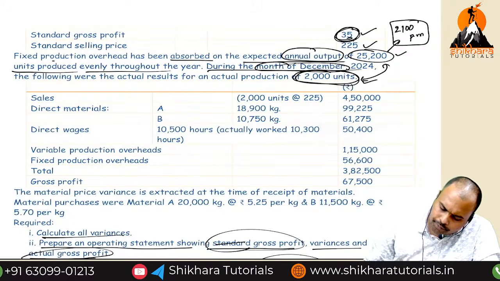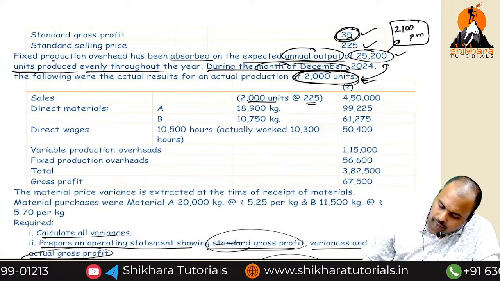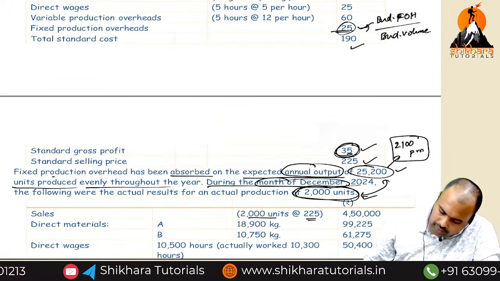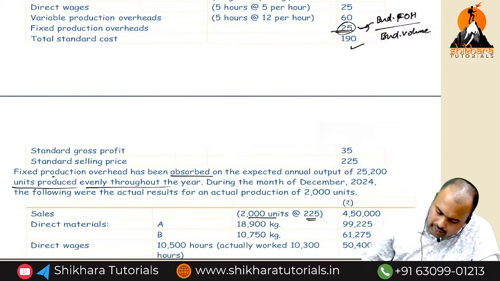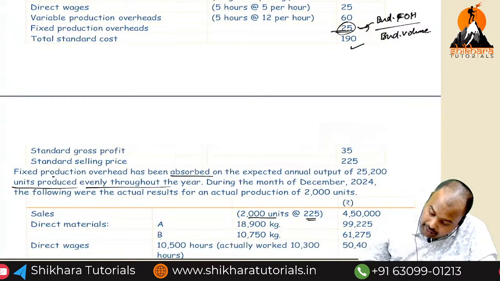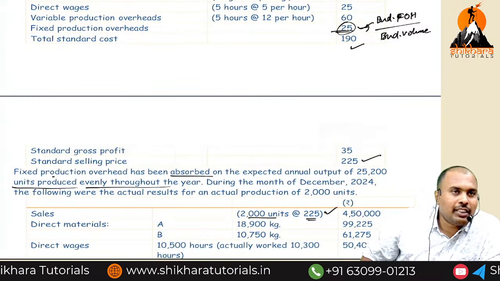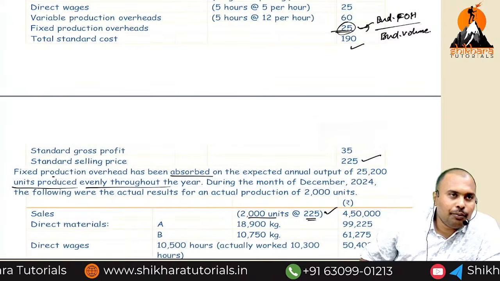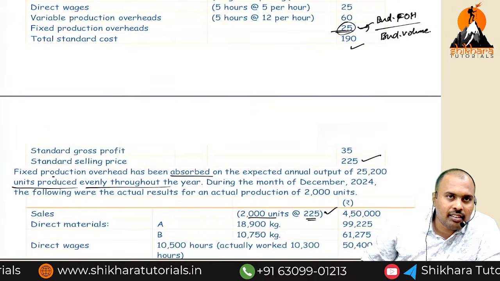Actual sales is 2000 at 225. What is budgeted sales volume for selling price? 225. Actual selling price is also 225. It means price variance is 0. There is no change in price. So price variance is 0.